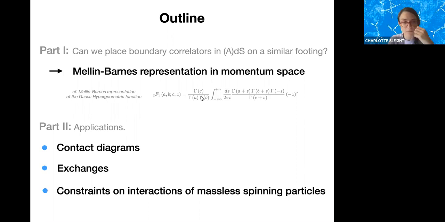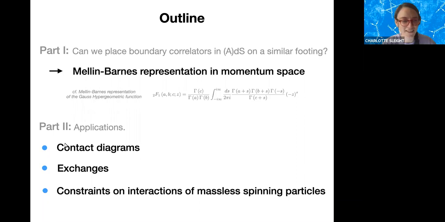So after introducing this Mellin-Barnes representation in the first part of the talk, in the second part, I'll explain how we put some of these ideas into practice. And the simplest thing to start off with are the contact diagrams, which are the basic building blocks from which we can construct more complicated observables. And we will see how, using the Mellin formalism, we can immediately express a contact diagram in dS in terms of its AdS counterpart. And at the three-point level in AdS, these are completely known, classified for any triplet of particles. And for higher points, at least in the case that they are not known, they're much simpler to construct in Euclidean AdS.